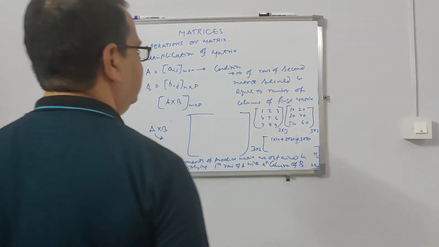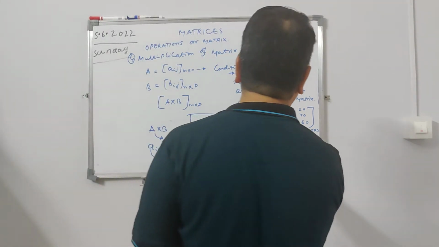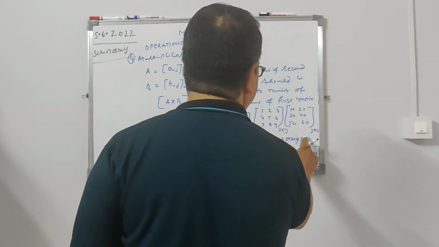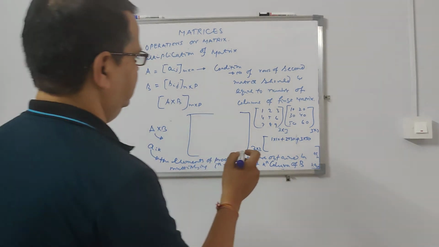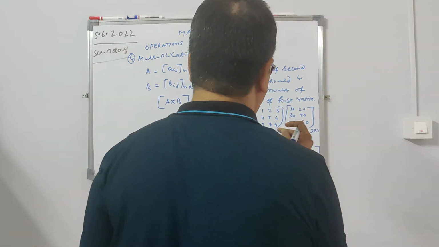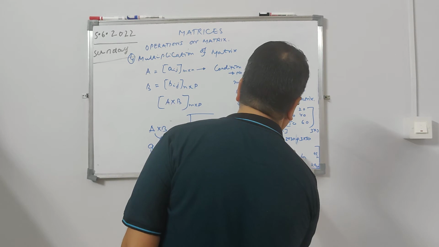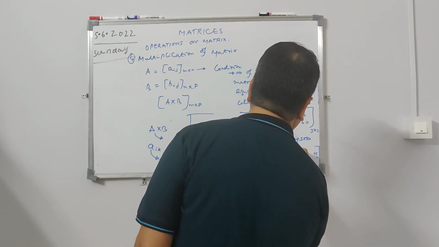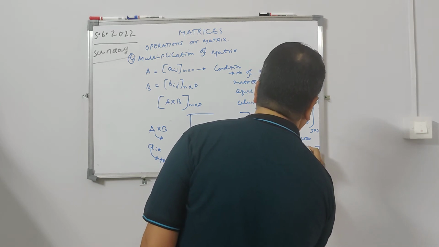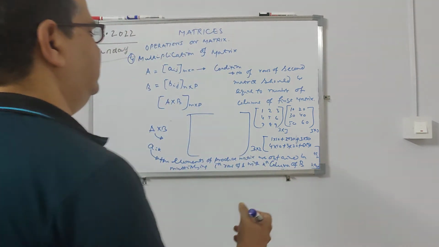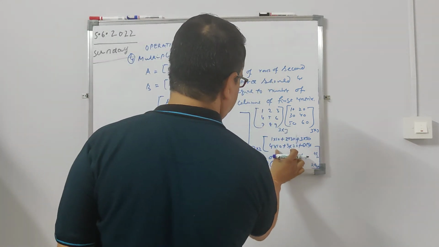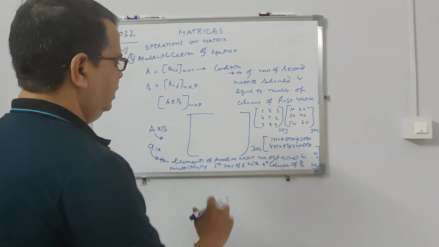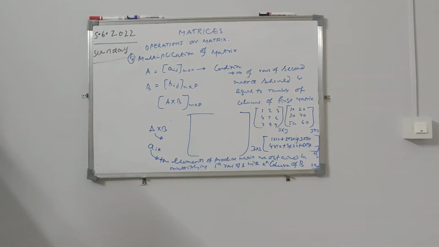How do I get the second element? I have to multiply the second row. Suppose this is A11, and I want to find A21, the second row and first column. So 4 into 10 plus 5 into 30 plus 6 into 50. Like this, we have decided that it will be 3 rows into 2 columns. Next I will get this one by multiplying these 3 with this. Likewise you will get the result. If you practice more and more, you will get to know. Now you know what multiplication is. You can do it.